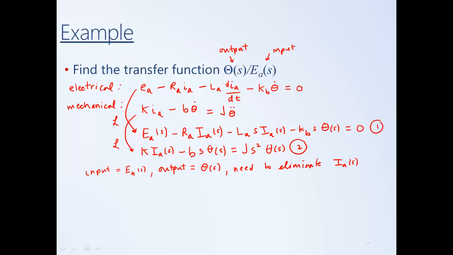In essence, we can solve one of the equations for IA of S and then substitute that expression into the other equation. So for example, from equation 2, we can solve for IA of S. So I can take this term, I can add it to the right hand side and factor out theta of S. So I had the JS squared already over there. I add the BS to the right hand side. I factor out the theta of S. And then I divide through by K.